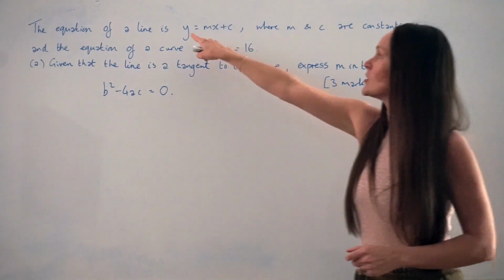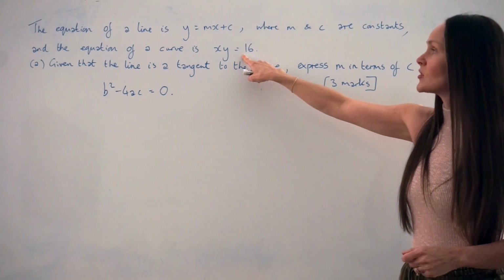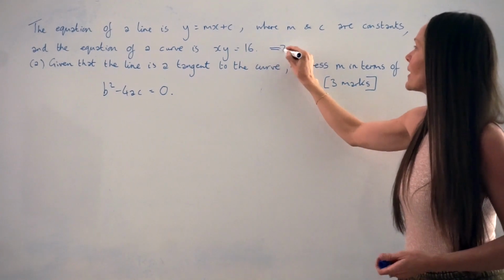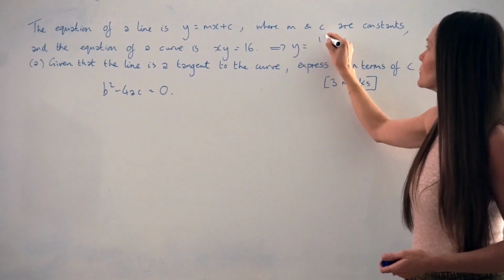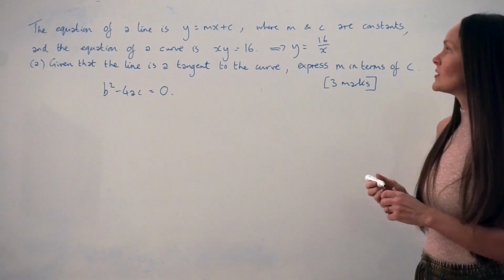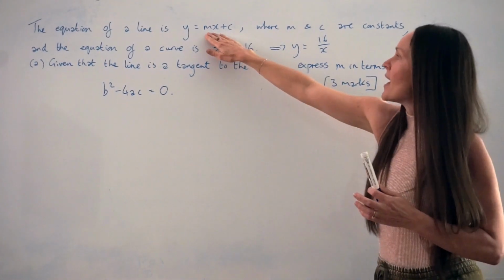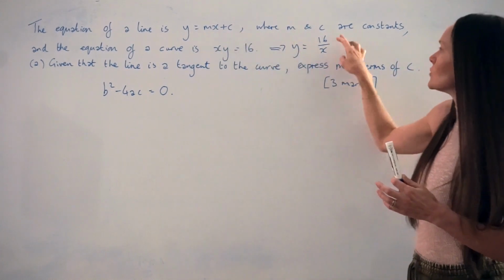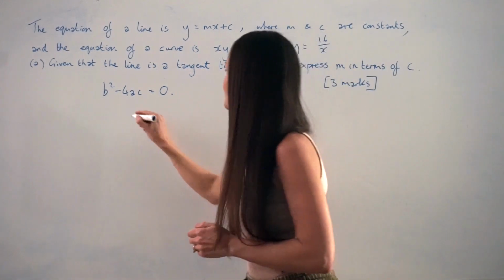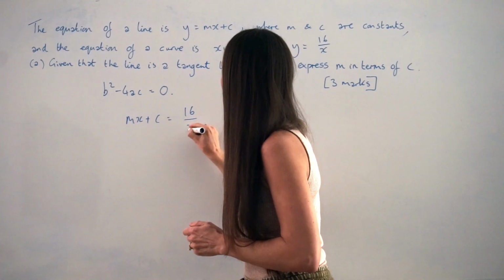So this equation has y as the subject. So I want to rearrange this equation so that y is the subject as well. So I'm going to divide by x so that y is equal to 16 over x. So now that both equations, here and here, have y as the subject, I can put mx plus c equal to 16 over x. Okay, so I'm going to write that down first. So mx plus c is equal to 16 over x.